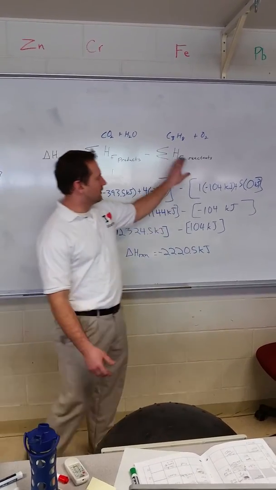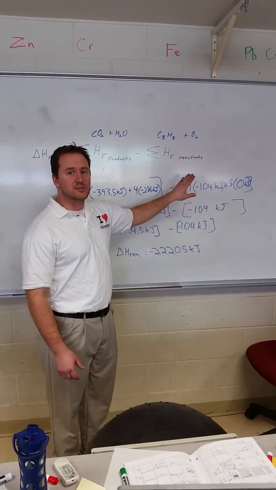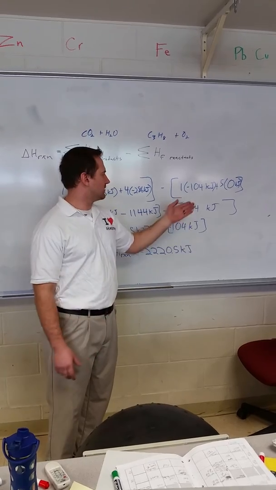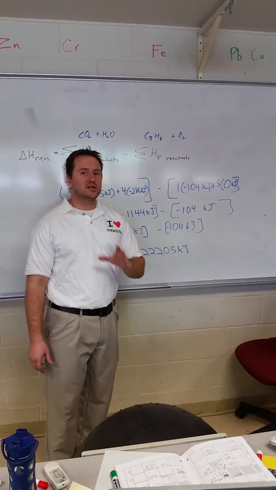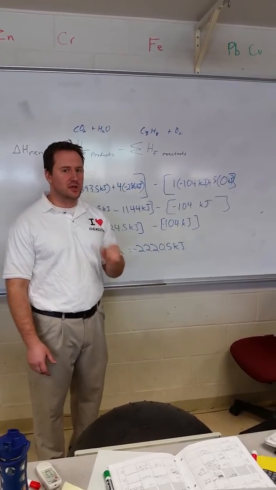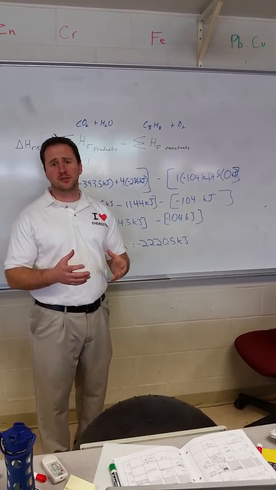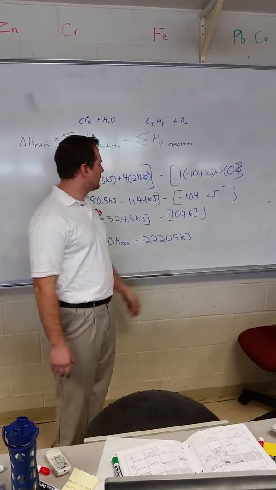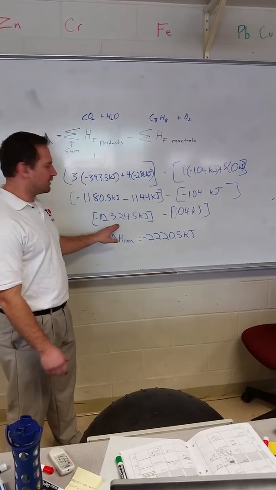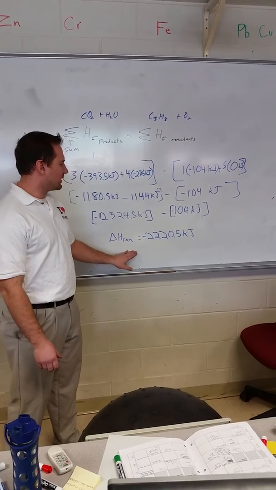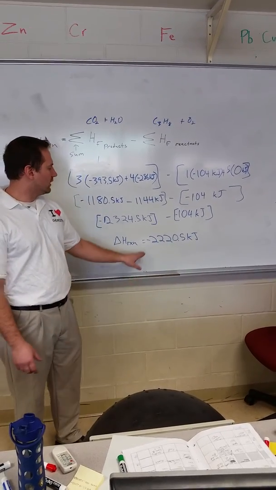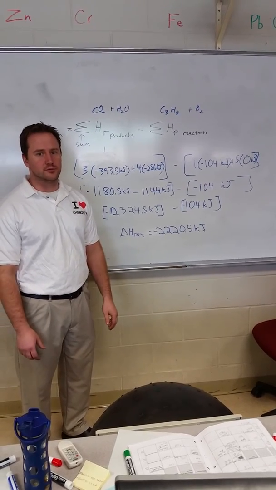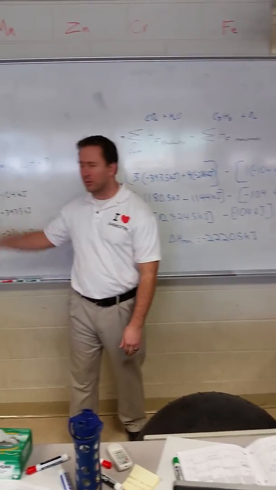For the reactants, the only thing we have to look at is the propane, which has the enthalpy of formation of negative 104. Since we only have one of them, that's pretty easy to do the math for. Oxygen does not have a heat of formation because to form oxygen from its component element of oxygen, there's no energy change. So subtracting the negative 104 from the enthalpies of formation of our products, we get the overall heat of the reaction to be negative 2220.5 kilojoules for the combustion of a mole of propane.